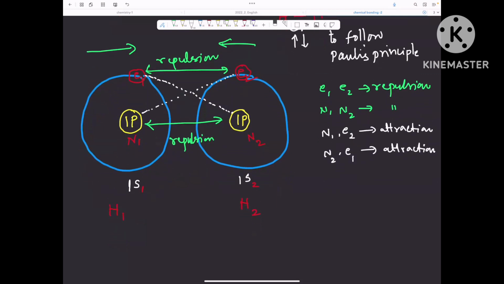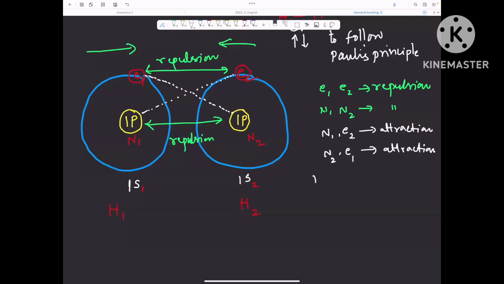Initially, the hydrogen atoms have to come closer. This is only possible if initially there are attractions. And unless there are initially net attractive forces, the two hydrogen atoms will not come closer together.